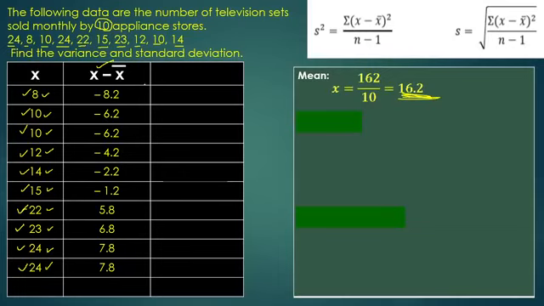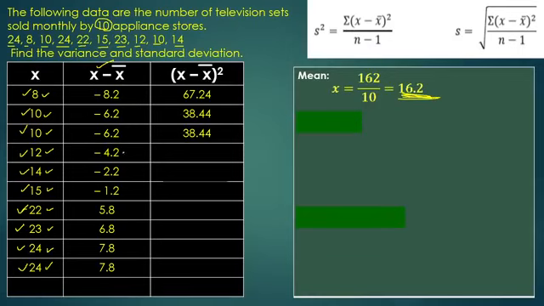Okay. Next thing to do is what? What should be the next thing that you're going to do here? Square what? Square what? Okay, square na ko ang x minus the mean. Meaning, ang second column, akong i-square. So, what is negative 8.2 squared? 67.24. What about 6.2 squared? 38.44. Same thing with the third one.